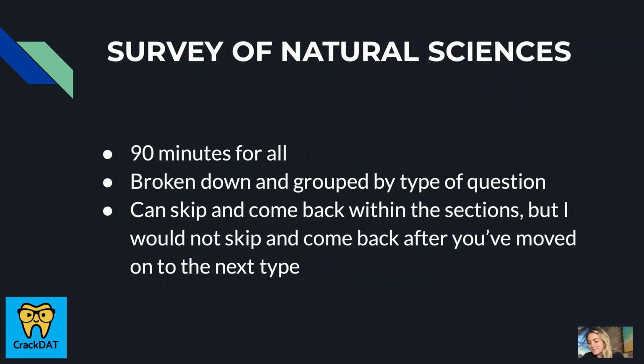So the first section is Survey of Natural Sciences. This is kind of frustrating with the DAT, but it's all grouped into one section called Survey of Natural Sciences, and that includes bio, gen chem, and orgo. You have 90 minutes to do all of them, and they're clustered but not separated. So once you open Survey of Natural Sciences, you're fully in all of those questions.